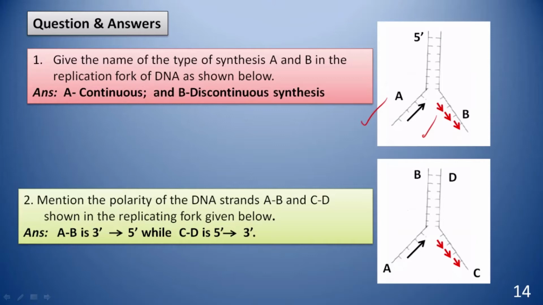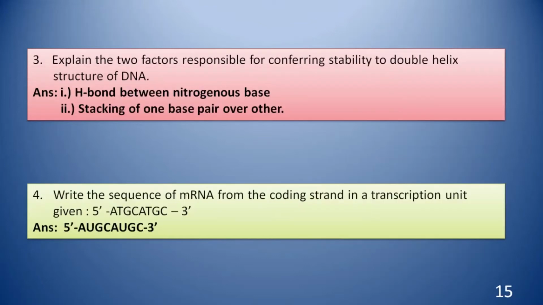Mention the polarity of the DNA strands from A to B and again from C to D in the replication fork here. So A to B is 3 prime to 5 prime, while C to D is 5 prime to 3 prime. Again, explain two factors responsible for conferring stability to the double helix structure. They are hydrogen bonds between nitrogenous bases and stacking of one base over another.